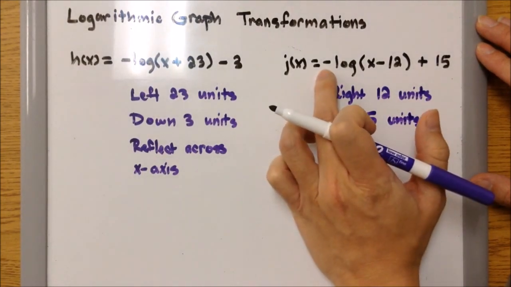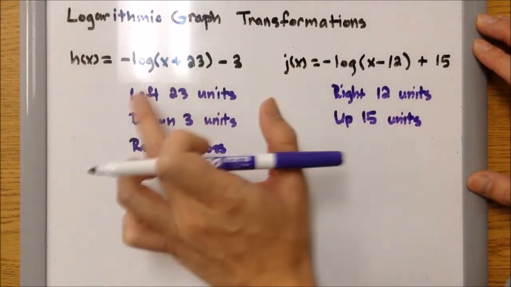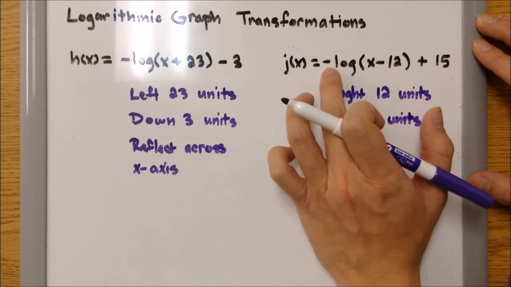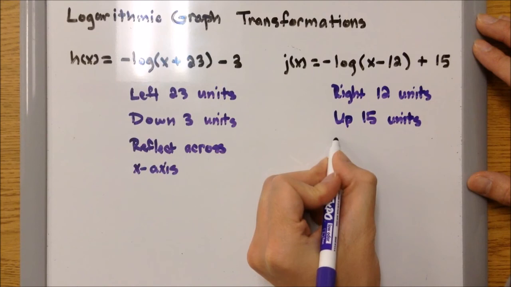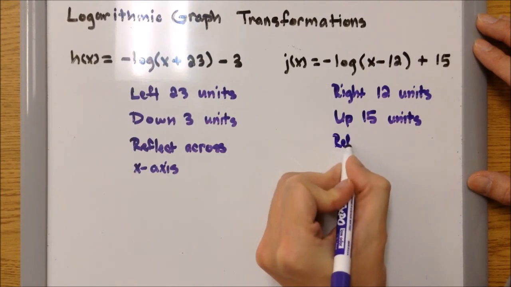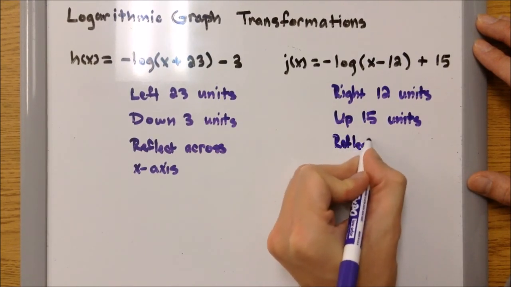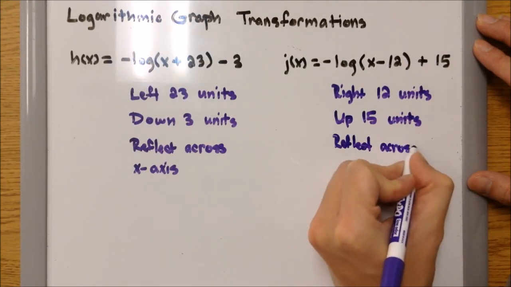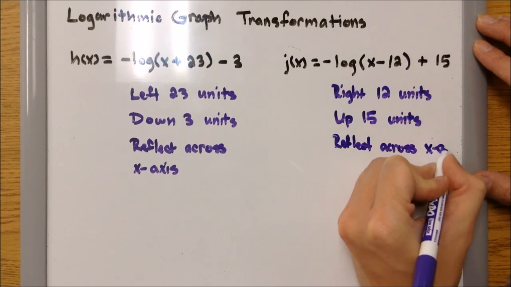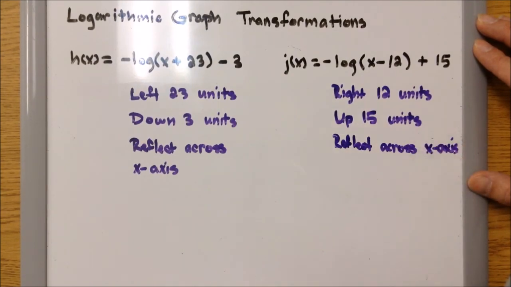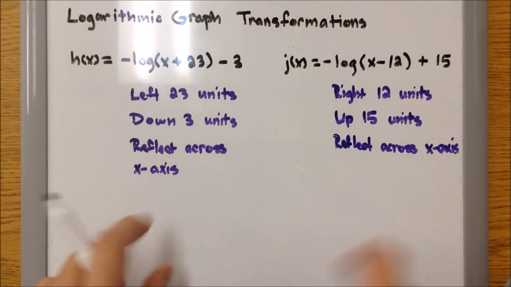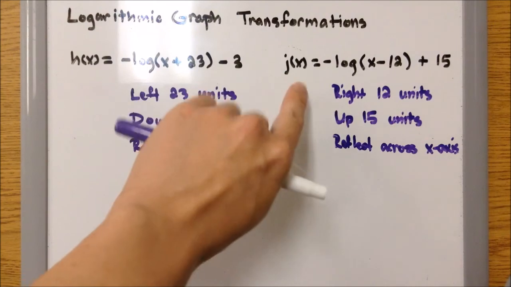And then there's one more, that negative. It's just like the previous example. Since the negative is in front of the function, in front of log, it's going to reflect across the x-axis. So just like example 3, reflect across the x-axis. And that's all three transformations for example 4.